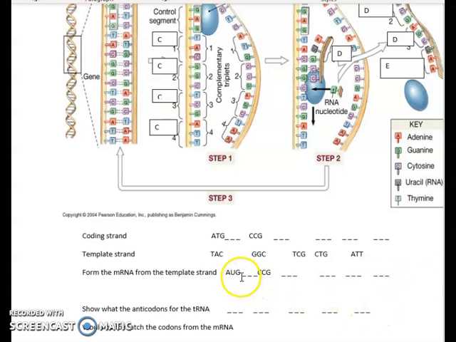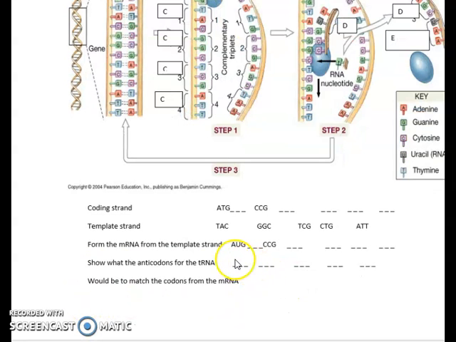Once I build this whole messenger RNA and it leaves the nucleus and goes out to the ribosome, then this AUG goes to the ribosome first, and now transfer RNA has to come try to read it. So it also has to be complementary. So which nucleotide is complementary to A? And since it's RNA, we know it has to be U. So we'll put a U there.